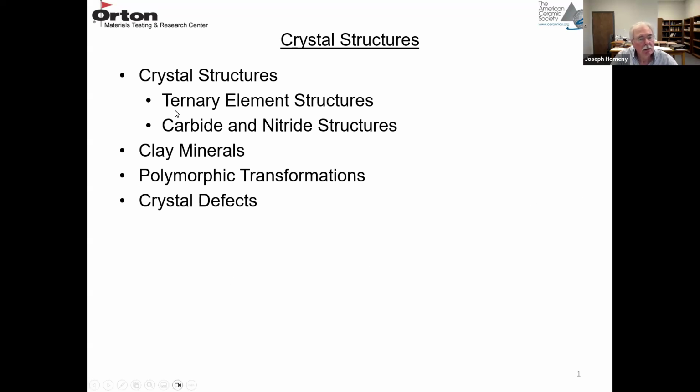We did single and binary structures last class, so we have to finish with some ternary element structures, the non-oxides, carbide, and silicon nitride. Also silicon carbide and silicon nitride type structures. Fire clay bricks and high aluminum bricks have clays as part of their raw material, so we'll go over clay minerals. And some of the refractory materials exhibit polymorphic phase transformations and also have different crystal defects. So we'll go over those for more background.